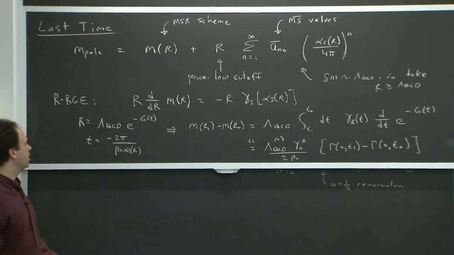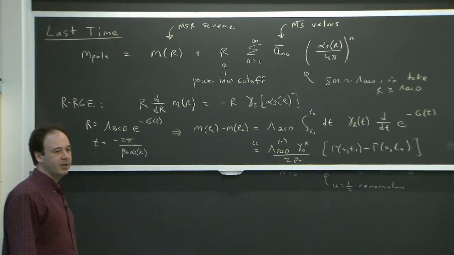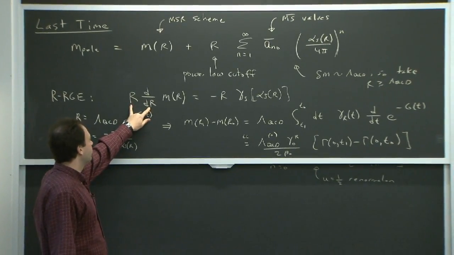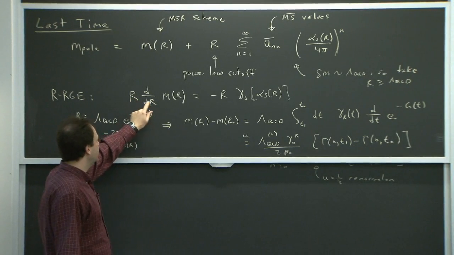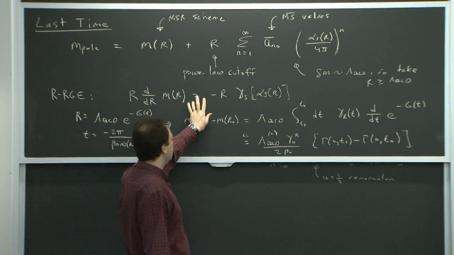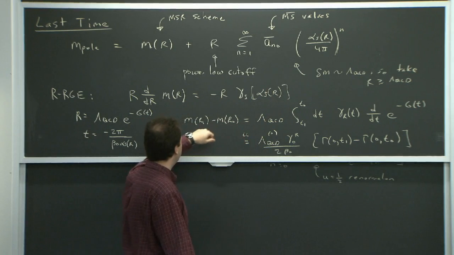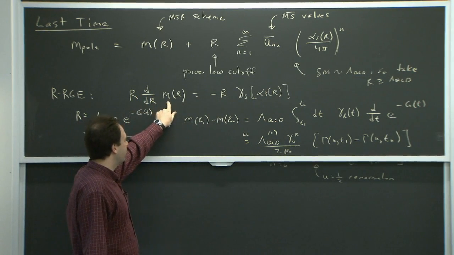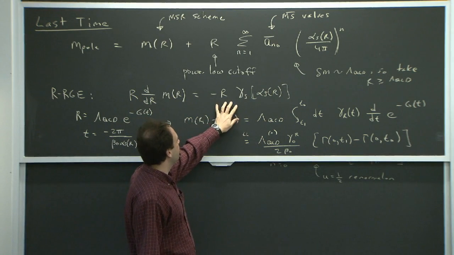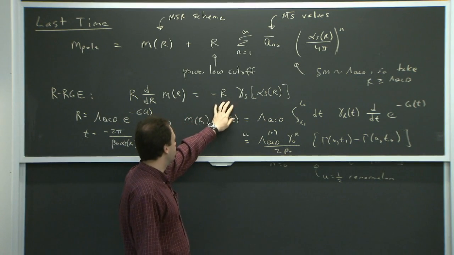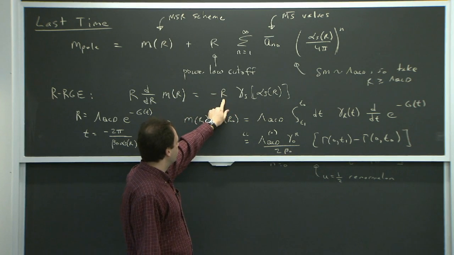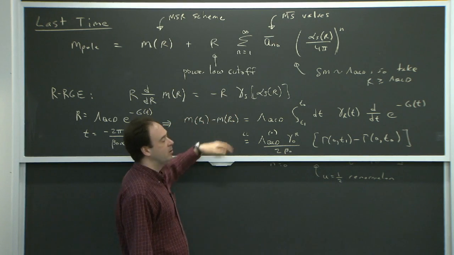OK, so now we have this extra cutoff. When we have a cutoff, we have a renormalization group. And if you think about the renormalization group for the MS-bar mass, it would be something like mu d by d mu of m of mu is equal to an anomalous dimension times m of mu back again. This one's a little different. It's R d by dR of m of R. And then there's no m on the right-hand side. It's an additive renormalization to get rid of the Renormalon. And there's a power also of R here.